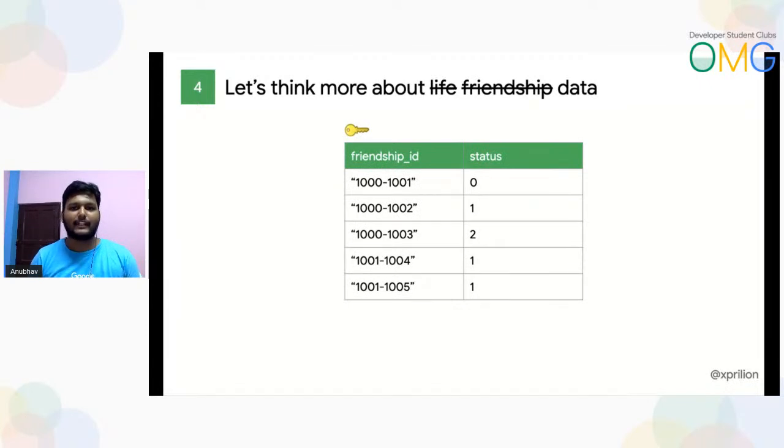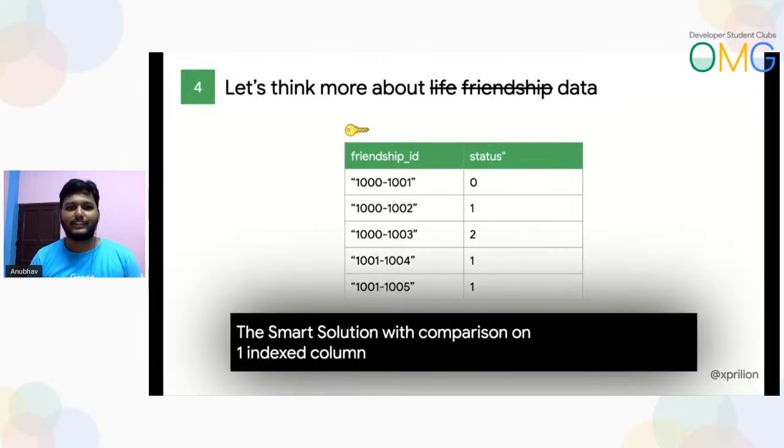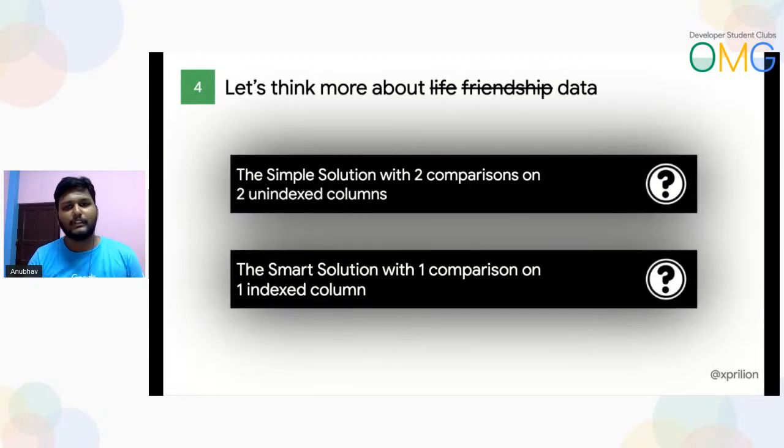And as it happens, we can actually be smarter with this. We can concatenate the user IDs of the two people involved in the friendship relationship, and we can set that as a primary key. That becomes one string. And on this table, to get the status of any friendship, we will have to just make one comparison, and that too on an indexed column, right? So it's the primary key, it's indexed, and the deal looks really sweet. So if you were to choose from the two, which one would you choose between the two?